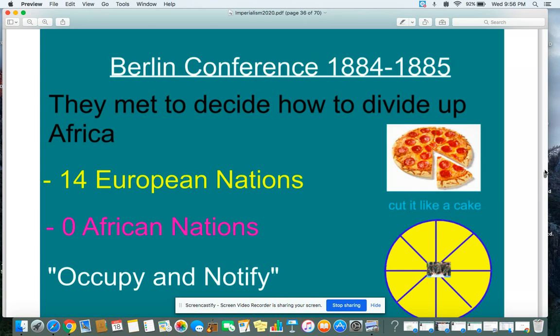The Europeans said, okay, we don't want to fight one another. So all you have to do when you take over some territory is occupy it and then notify other European powers, and then you can have it.